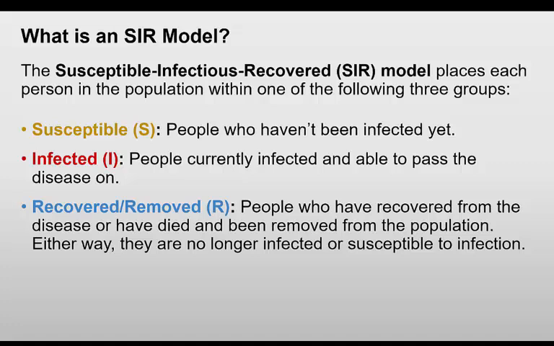The SIR model, which is short for the Susceptible Infectious Recovered model, places each person in a population into one of the following three groups. A person is either susceptible, meaning they haven't had the disease yet, but they might get it. They're infected. These are the people who currently have the disease, and they are considered contagious, being able to pass on the disease to others. And then there's the recovered or removed compartment. While this is a fairly simple model, it serves as the foundation for more complex models used by government organizations to monitor and analyze infectious diseases.